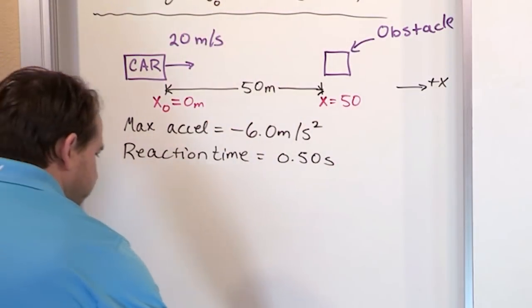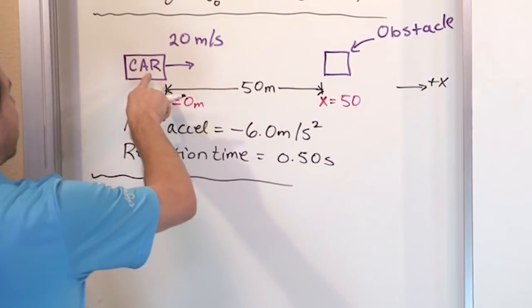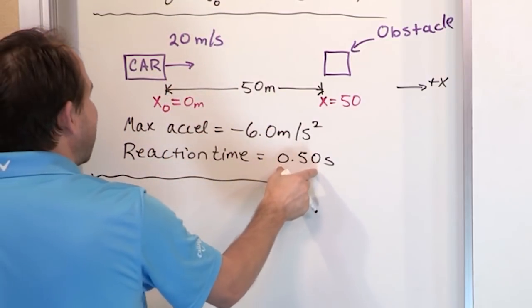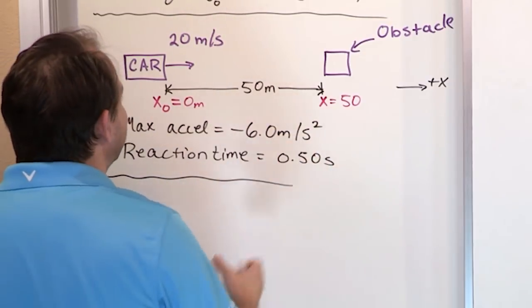So what we want to do first, before we do anything else, is we want to calculate how far the car goes down the road during this time period when there's no acceleration happening, during his reaction time period.